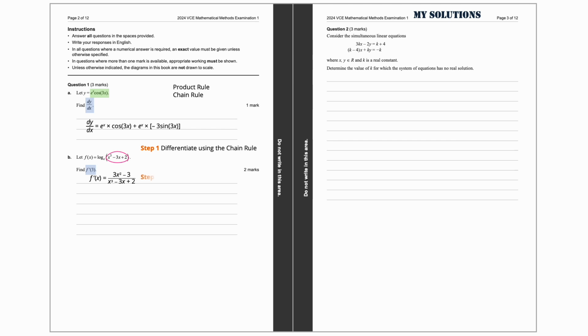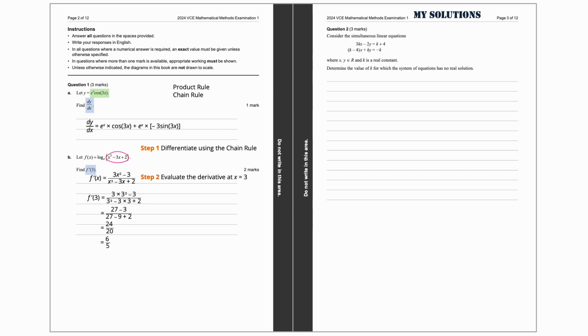Step 2. Evaluate the derivative at x equals 3. So f dash of 3 equals 3 times 3 squared minus 3 over 3 cubed minus 3 times 3 plus 2. Doing all the calculations, we end up with f dash of 3 equals 6 over 5.